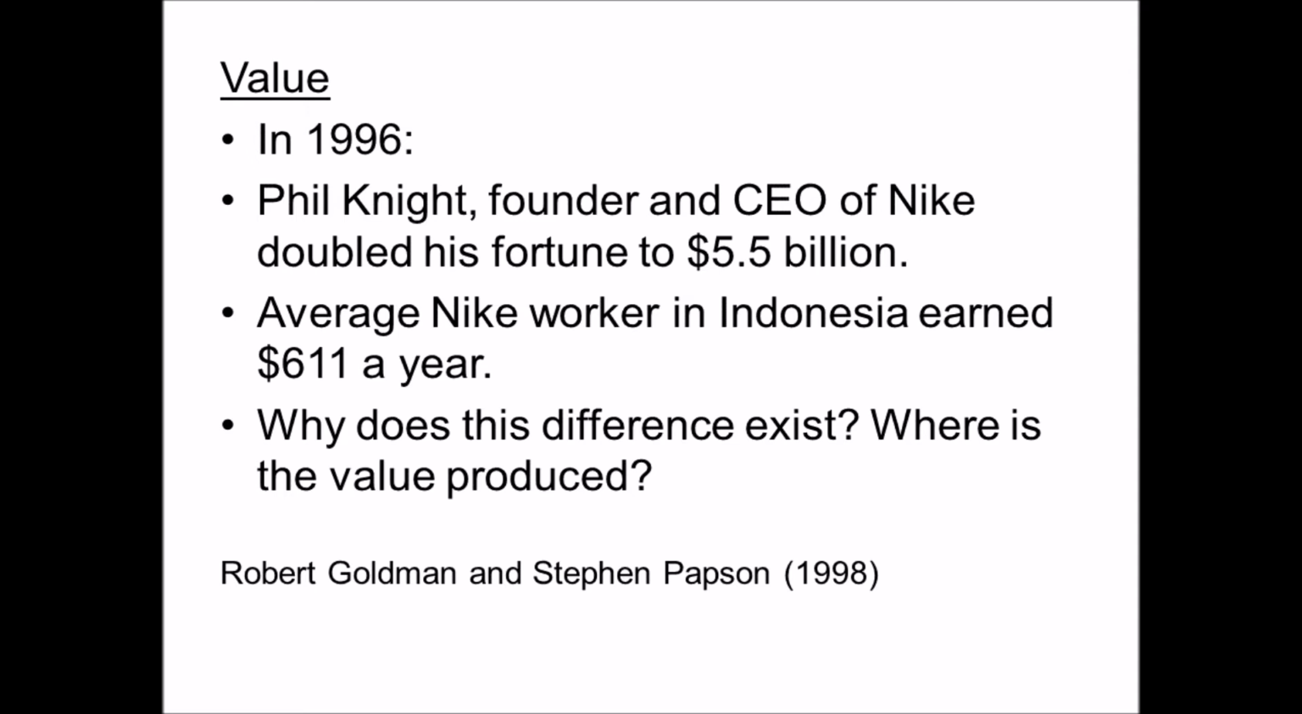We can now go back to our example of Nike. In 1996, the founder and CEO of Nike, Phil Knight, doubled his fortune to $5.5 billion. At the same time, the average Nike worker in Indonesia earned $611 a year. Why does this difference exist? Where is the value produced?